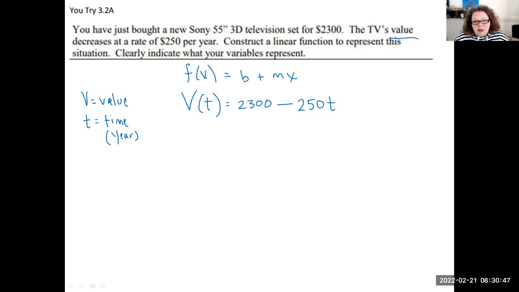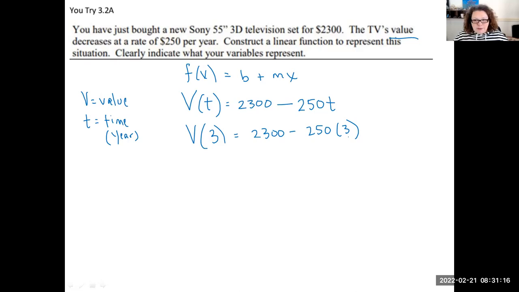I would want you to tell me, well, how much is the TV worth in 3 years? So when 3 years comes about, what's the value of the TV in 3 years? And you would just plug in 3 everywhere there's a T. So 2,300 minus 250 times 3.